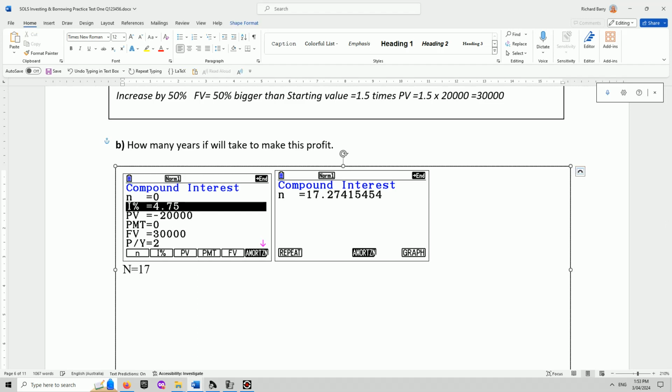N equals 17.2. Twice a year compounding. This means I need to divide that number by 2. Years equals 17 divided by 2. So it's about 8.5. And it's a little bit more than 17. So it's around about 8.5 years. It will basically take 8.5 years or 9 years to reach this profit.